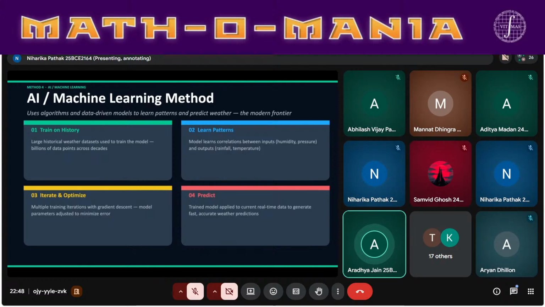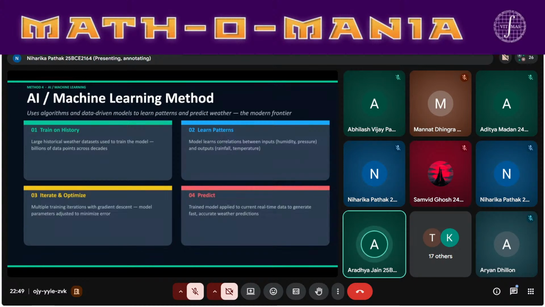Now, not just training, but we do it multiple times. So we optimize this particular data we have by doing multiple training iterations, with gradient descent. Gradient descent is something I will explain later on, and it's very important. It is what makes this method stand out from others. This kind of iteration and optimization is actually what helps us reduce the error which we have.